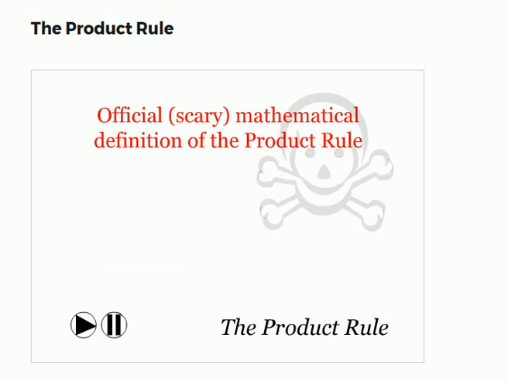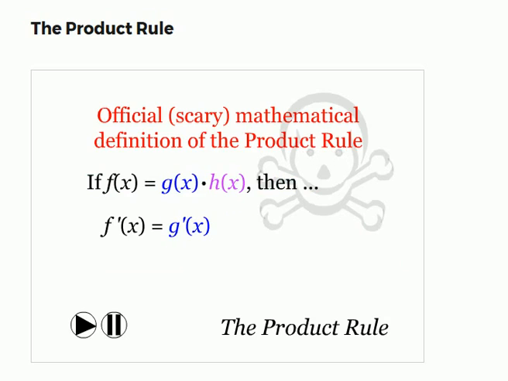Here's how math folks define the product rule. They say if f of x is equal to g of x times h of x, then f prime of x is equal to g prime of x times h of x, plus g of x times h prime of x. This is what we've been saying all along. Notice that f is made up of two variable expressions multiplied together. G of x is the first part, and h of x is the second part.